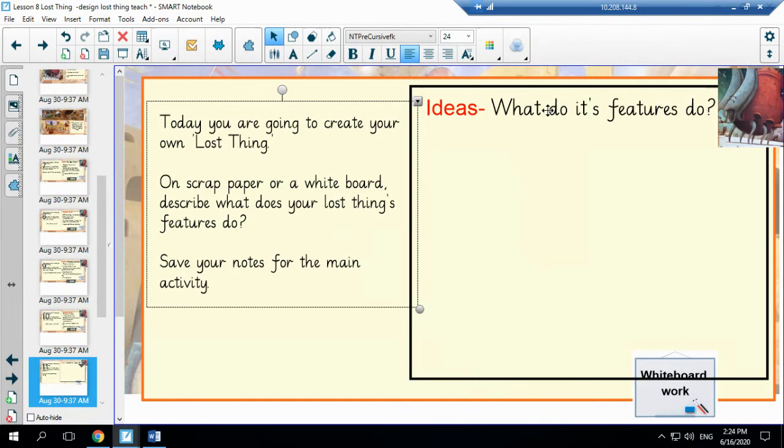So the next thing we want to think about is, what do its features do? So thinking about its tentacles, about its pincers, about its bells, the things that we've talked about in the previous slide. What do they do? What purpose do they have? So have a go at putting all your ideas onto your paper, and when you're ready to move on, press play.